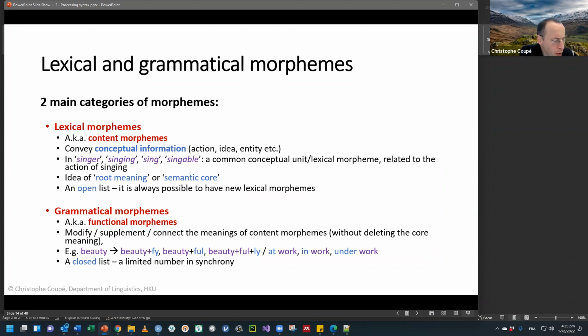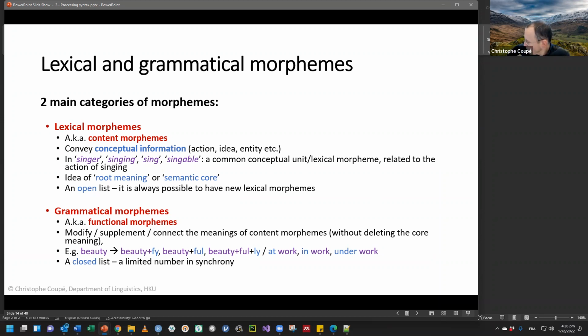And linguists will tell you, you can have an infinity of things like that. You can always have new lexical morphemes in a language. It's an open list. And that's different from grammatical morphemes, which you can also call functional morphemes. What they do is they modify, they supplement, or they connect the meanings of content morphemes. But they don't destroy the core meaning.